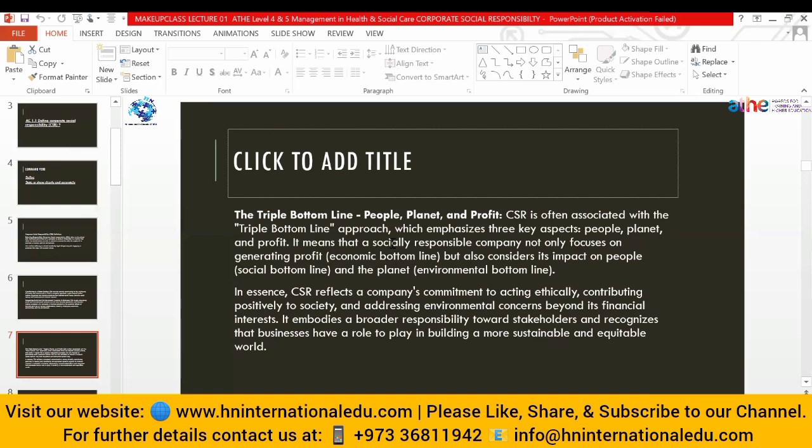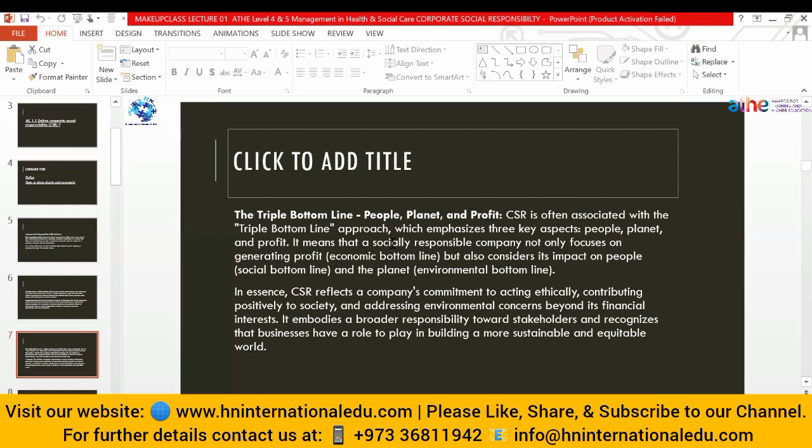It means that a socially responsible company not only focuses on generating profit, that is the economic bottom line, that is, we're not going to focus only on inflation matters, employment matters, balance of payment accounts, and so on. There are other things as well, but it also considers its impact on the people, the social bottom line. That is, if we take this action or decision or step, then what will happen to the society and the planet, the environmental bottom line, that is, to the earth, to the environment, to the surroundings as well.